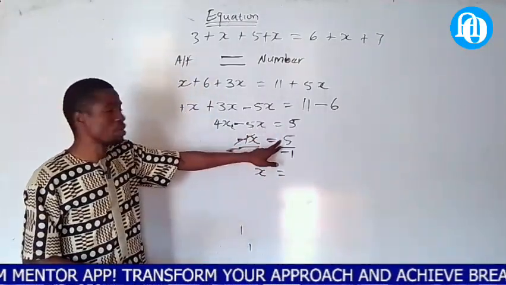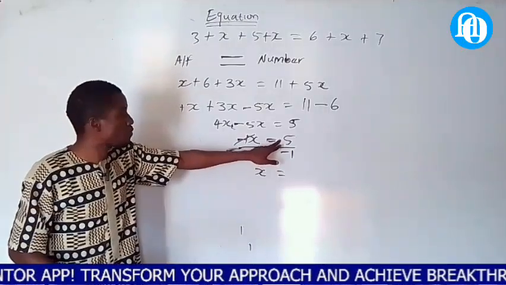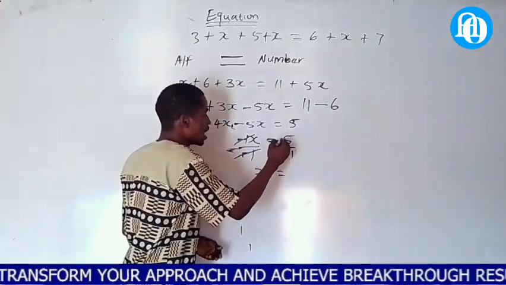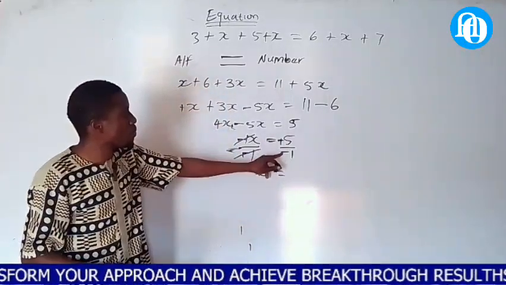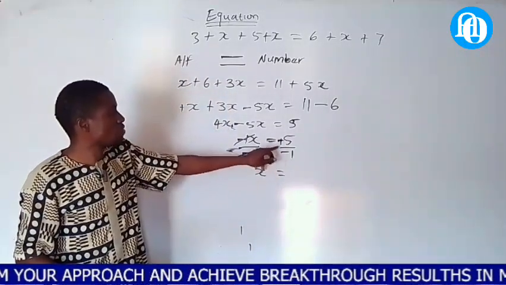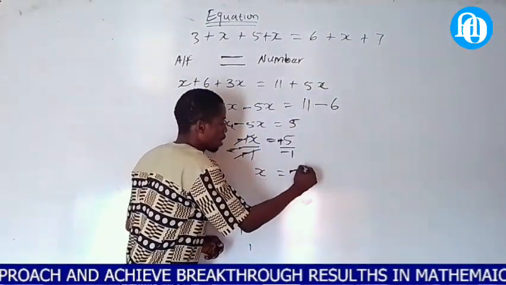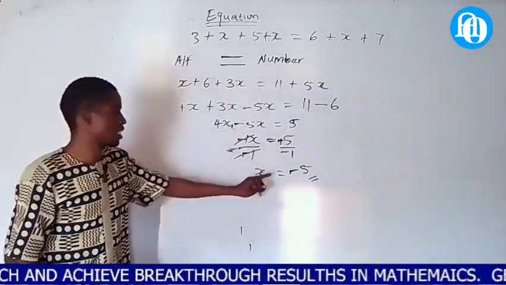Now, who can tell me the number that is with 5? The number that is with 5 is plus. There is a plus here, a visible plus. And minus divided by plus is minus. And 5 divided by 1 is what? 5. That's the answer. The value of x is minus 5.